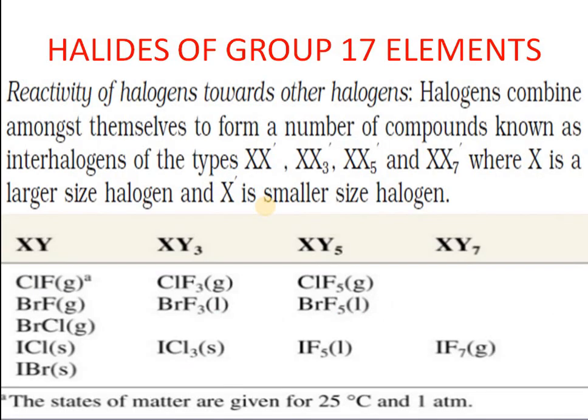So halides. Halides means that a halogen is forming a bond with another halogen, and these are called interhalogens basically. The types of these interhalogens are XY, XY3, XY5, XY7. Here one X may be different from the other X in size or in electronegativity. Now you see, from XY, the first example is ClF.